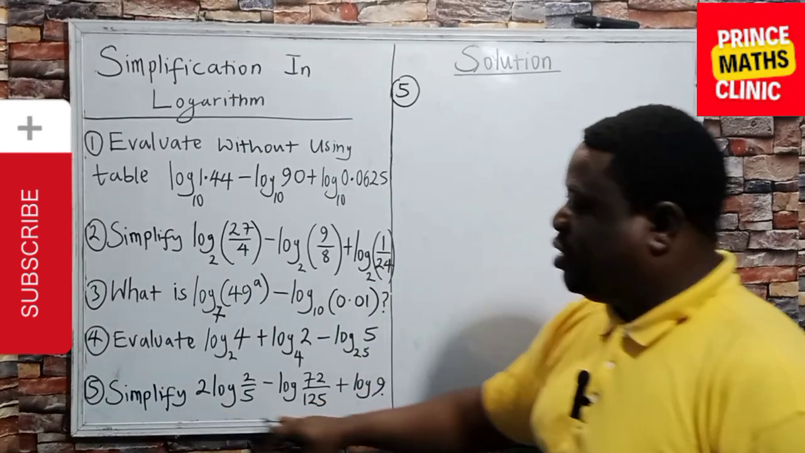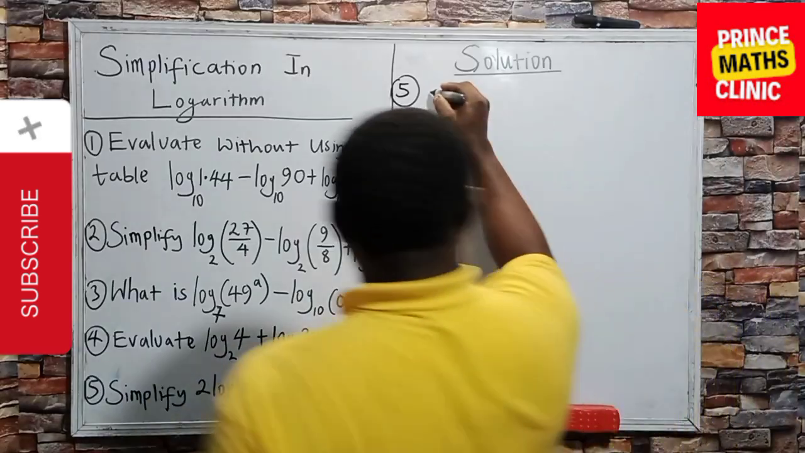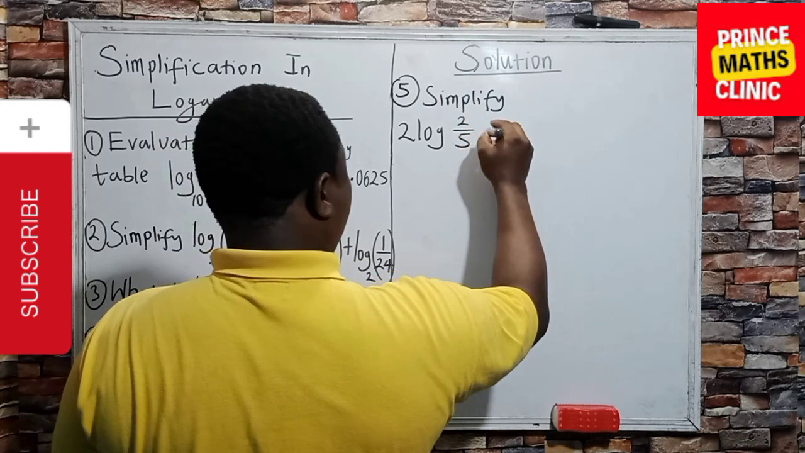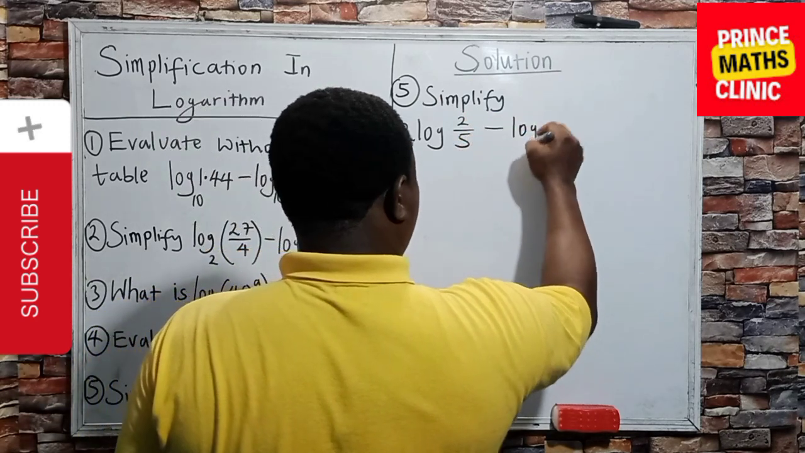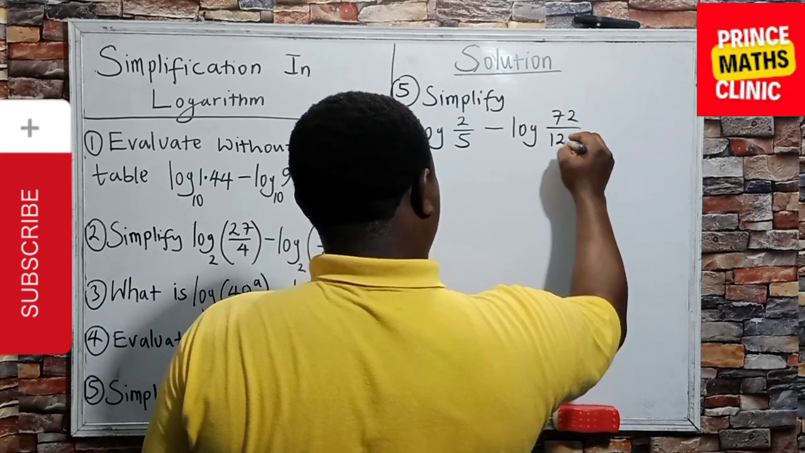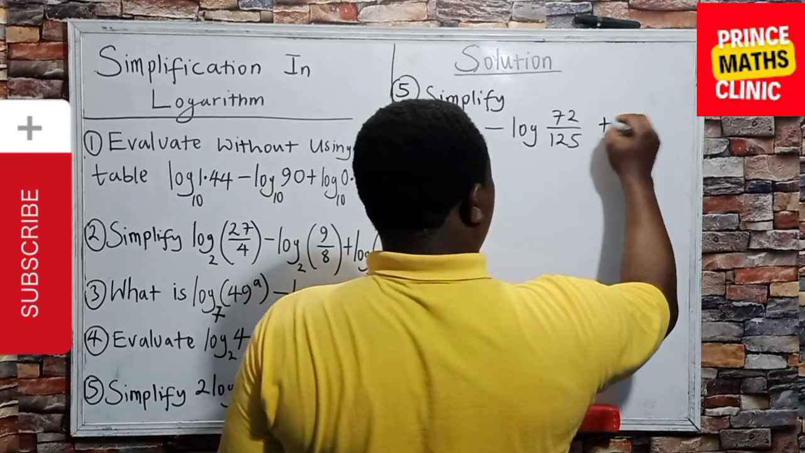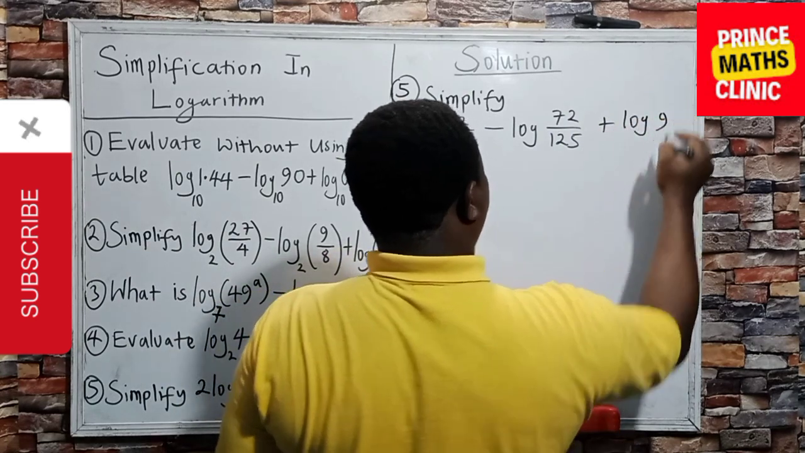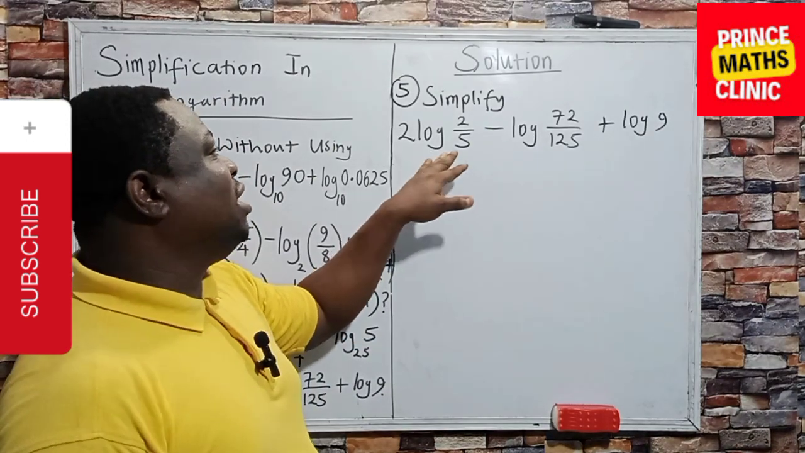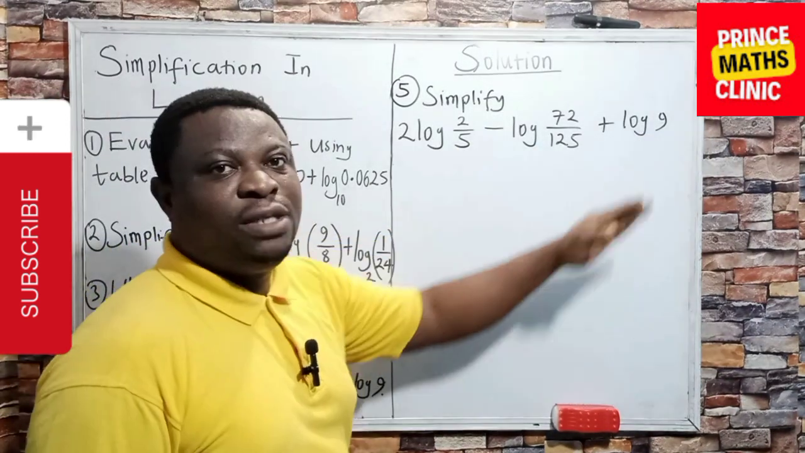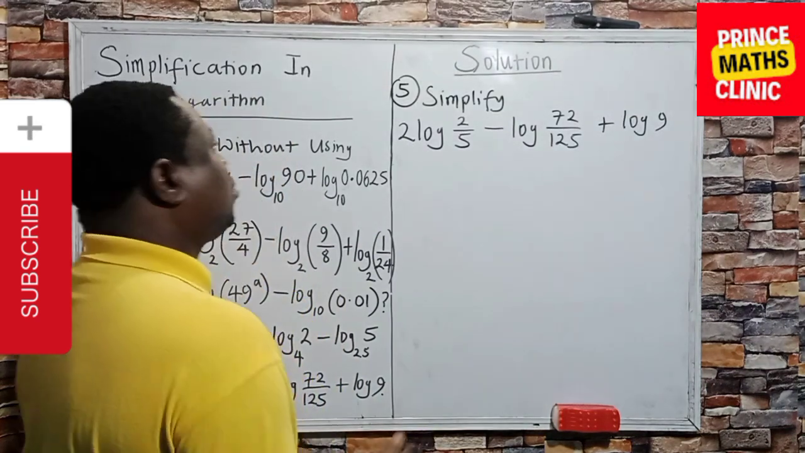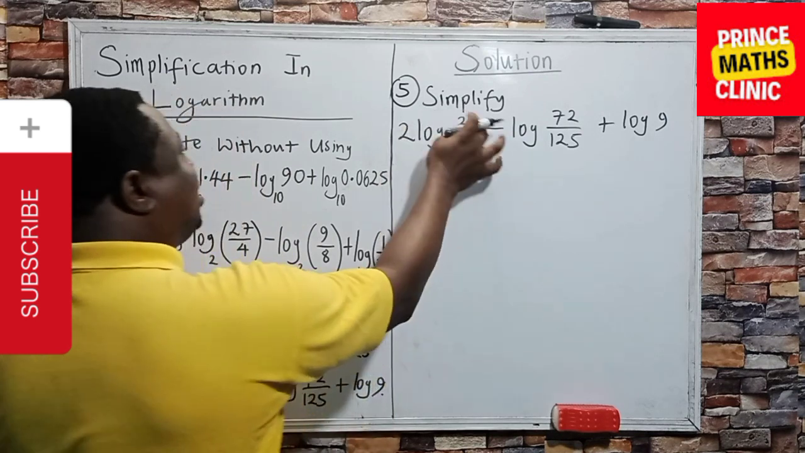We have to simplify this, which is 2 log 2 over 5 minus log 72 over 125 plus log 9. Let me state categorically here that once you see a log like this that does not contain any base, the base is base 10. So we have to reverse this.